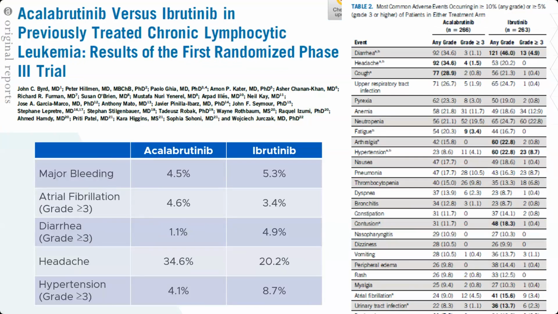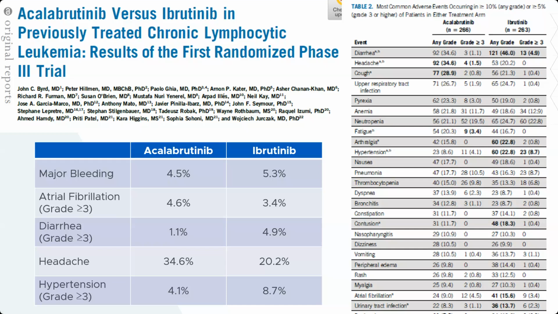So the next two slides here actually show some adverse effects from head-to-head trials between our first and second generation BTK inhibitors. And these are nice because we can actually get true comparisons of tolerability between the agents as well as efficacy. So this study here is the Elevate-RR study. It was a non-inferiority trial comparing acalabrutinib to ibrutinib in patients with previously treated CLL.